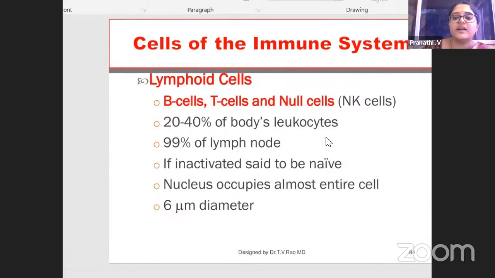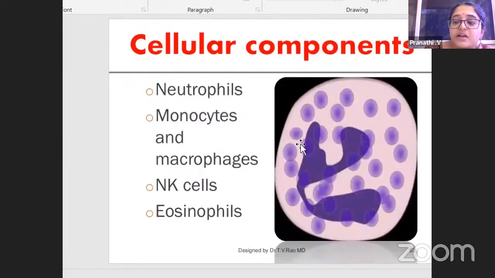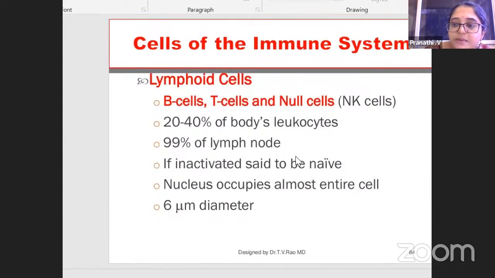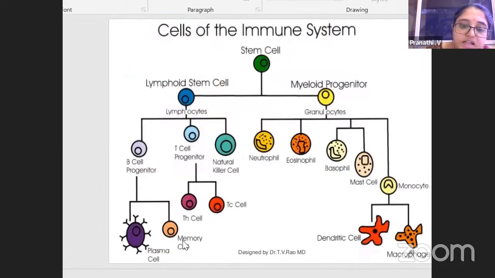Lymphoid cells are 20 to 40% of the body cells that are leukocytes, in fact. And all of them mostly are from the lymph nodes. If they are present in the naive form or inactivated form, they are known as naive cells. The nucleus is very big, the entire cell is occupied by the nucleus, and it is almost 6 micrometers in diameter. I've already dealt with this in detail a little while ago, so I'm not going to go into details. You can just see stem cells, lymphoid and myeloid precursors, which give rise to different kinds of lymphocytes and different kinds of granulocytes.